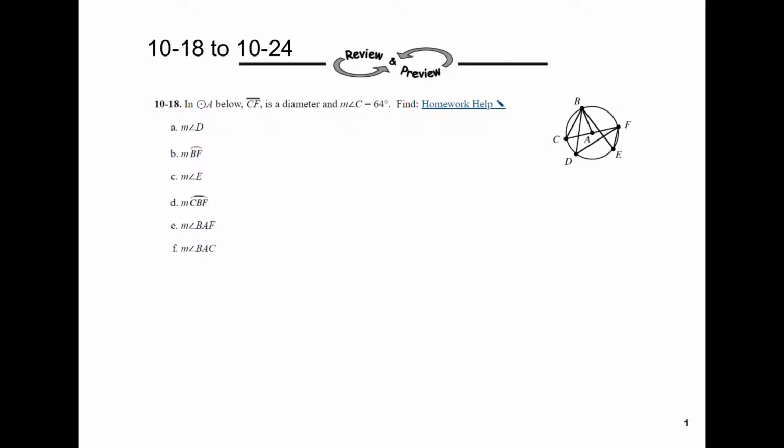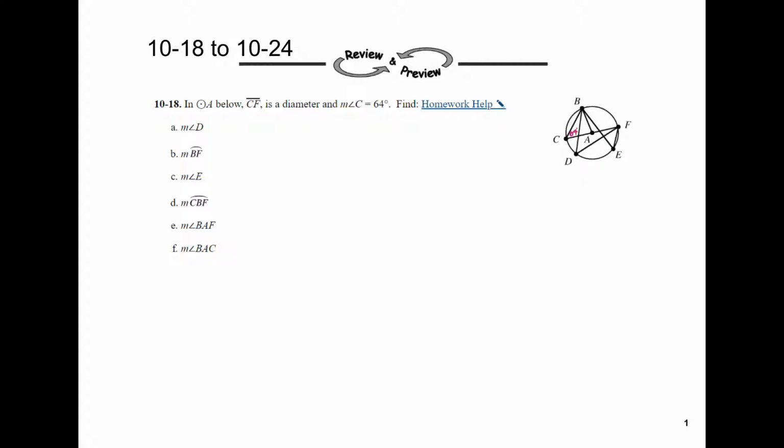Welcome to Review and Preview Problems 10-18 to 10-24 in the CCG book. 10-18 says, in circle A below, line segment CF is a diameter and the measure of angle C is 64 degrees.